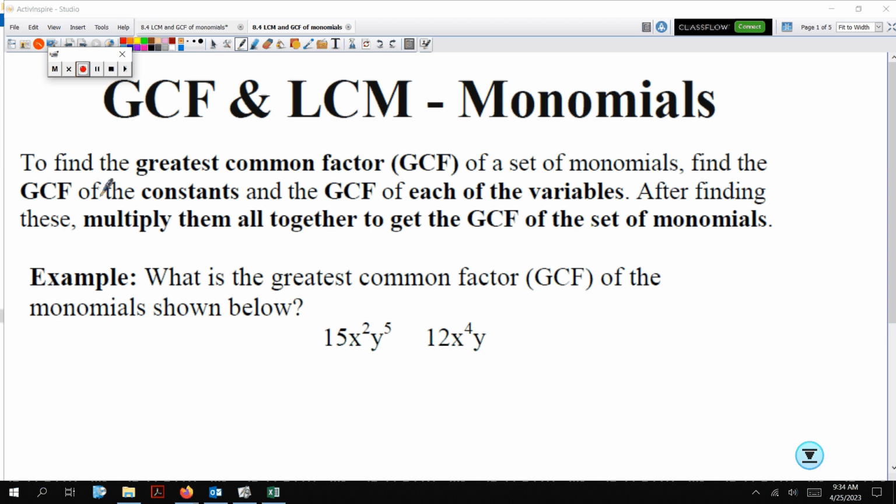So first, just to remind you, the greatest common factor is to find the factors. Factors are little pieces. So you're looking for the biggest little piece that goes evenly into 15 and 12. And for the variables, it's kind of weird, but the greatest common factor is actually going to be the least from both.